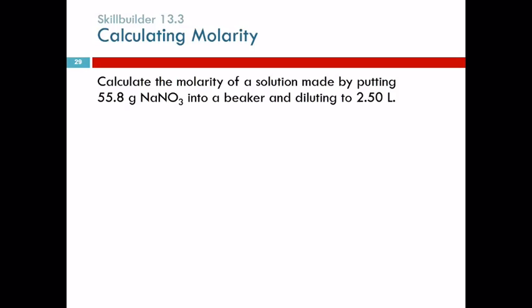a beaker and diluting to a volume of 2.5 liters. So we've got 55.8 grams of sodium nitrate, and we've got 2.50 liters. And what are they asking us for? Molarity, right? Calculate the molarity.